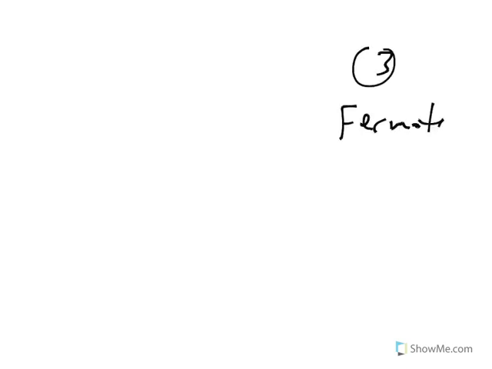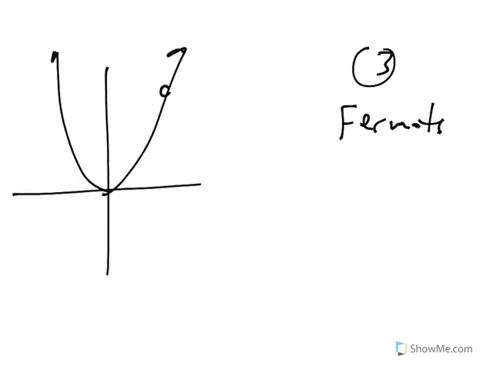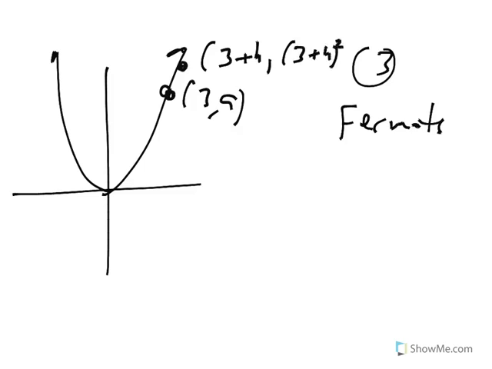The quickest method is actually called Fermat's method. This one only takes a few seconds. The trick is to pick a point to the right of 3, 9. How much to the right? Call it h. 3 plus h, and since the parabola is y equals x squared, (3 plus h) squared. And if I connect these 2 points, I get a secant line. It hits 2 points on the parabola. So we're just going to find the slope of the secant line, which is not the same thing as the tangent line.